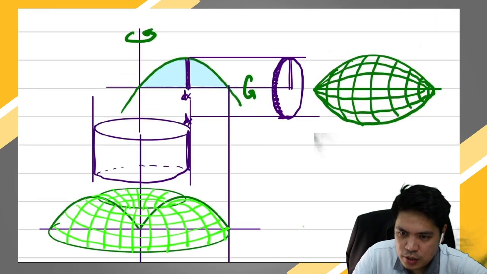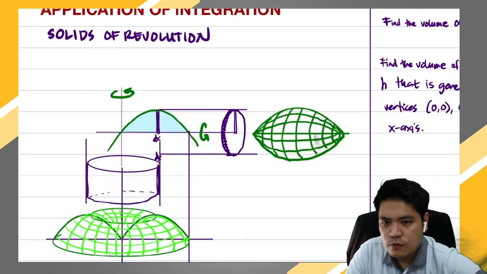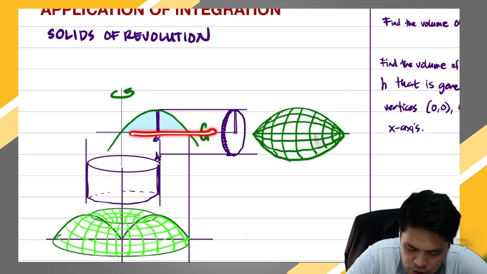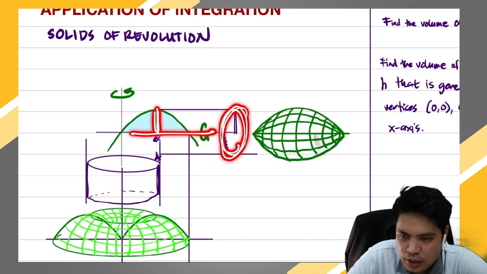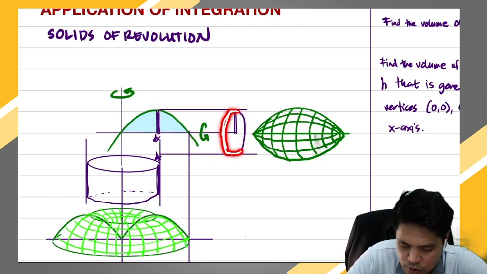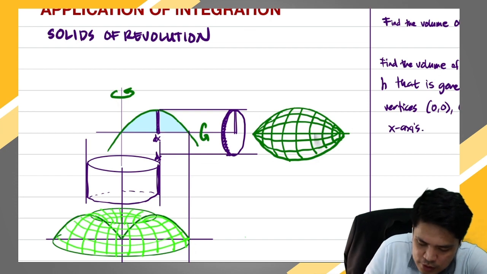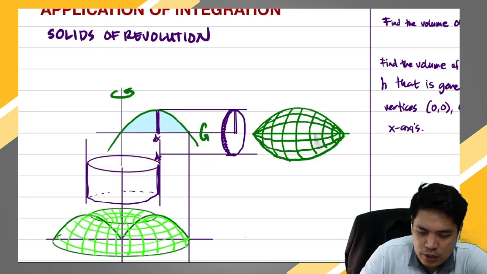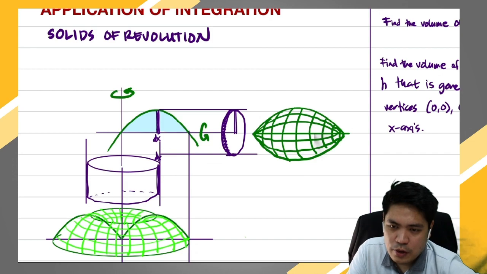To summarize this illustration for the solids of revolution, if the axis of rotation is perpendicular to the strip, the result is a disc. Or if it has a hole, it's called a washer, right? So that's a washer. And this is a cylindrical shell. If the axis of rotation is parallel to the strip, the result is a shell.